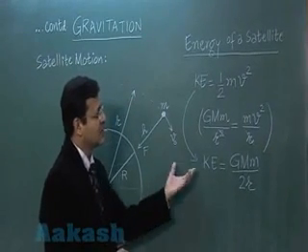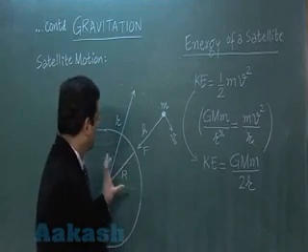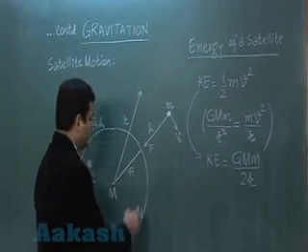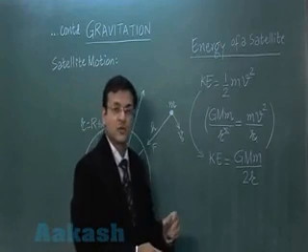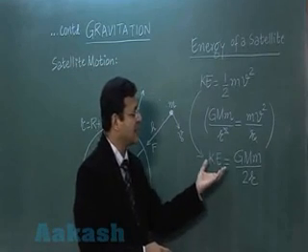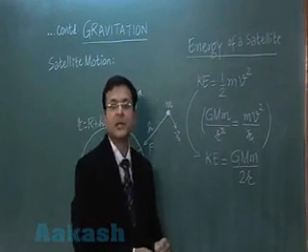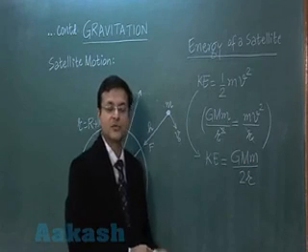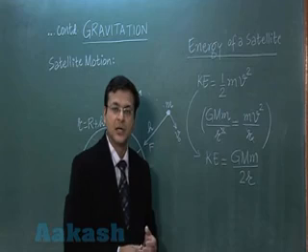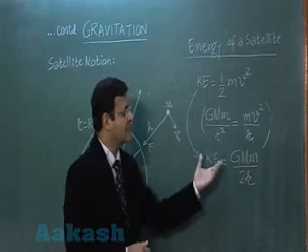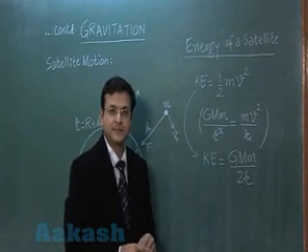So this is the expression of kinetic energy in terms of the universal gravitational constant, the mass of the central object and the mass of the satellite. So here you should remember that kinetic energy is dependent on the mass of the satellite. However, you saw that the time period or orbital speed was independent of the mass of the satellite, but kinetic energy involves the mass of the satellite.